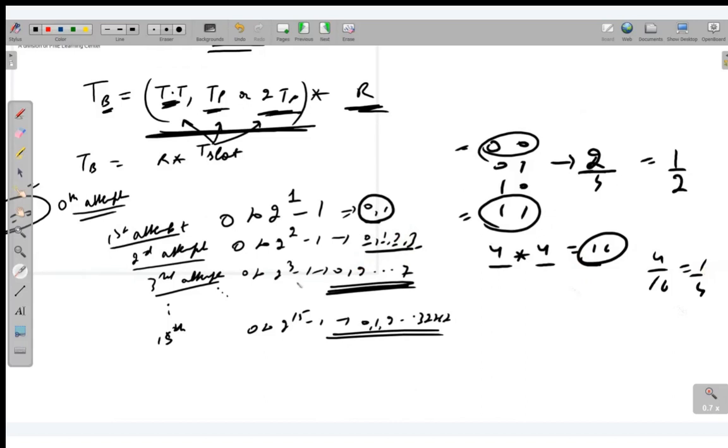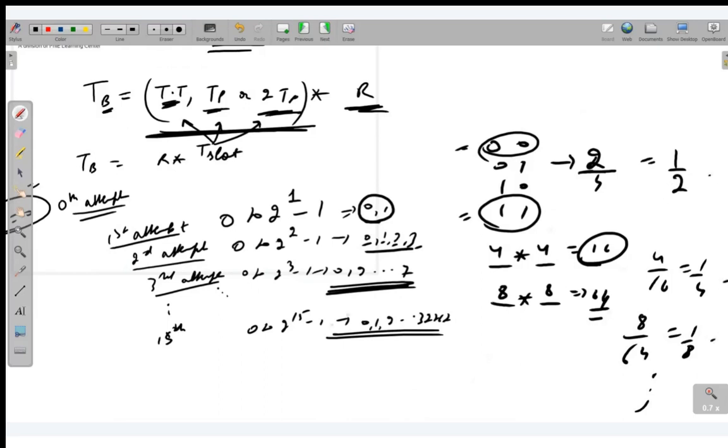Next, for the third attempt, here 8 choices, here 8 choices. Total 64 choices are there. From these 64 choices, only 8 choices will be favorable. Like both take 0, 0, both take 1, 1, both take 2, 2, both take 3, 3, and so on up to both take 7, 7. So 8 upon 64, that is 1 by 8, and so on. So the probability of collision is decreasing, na? Like 1 by 2, then 1 by 4, 1 by 8, and so on.